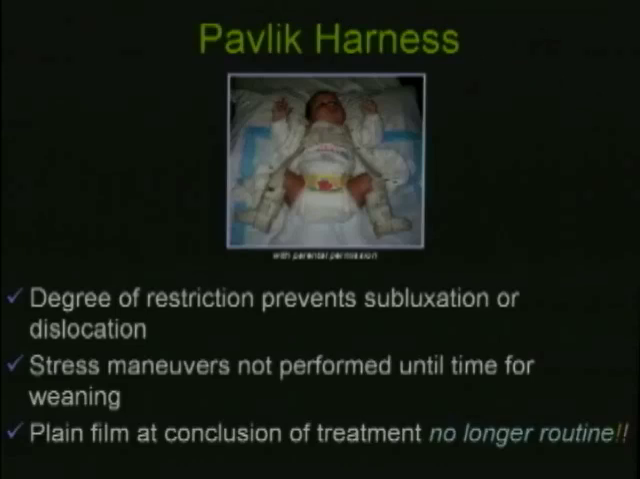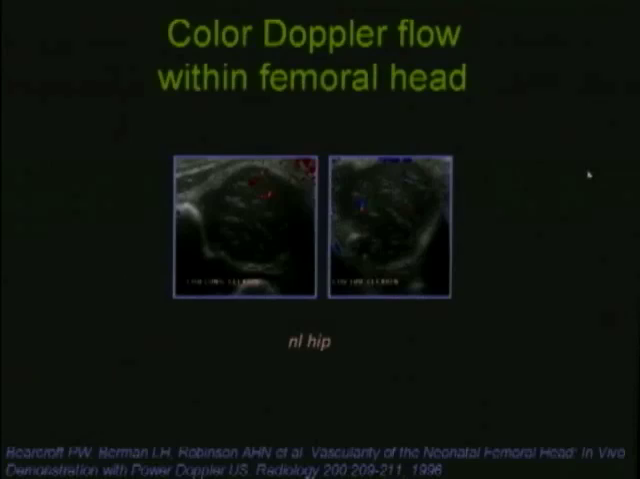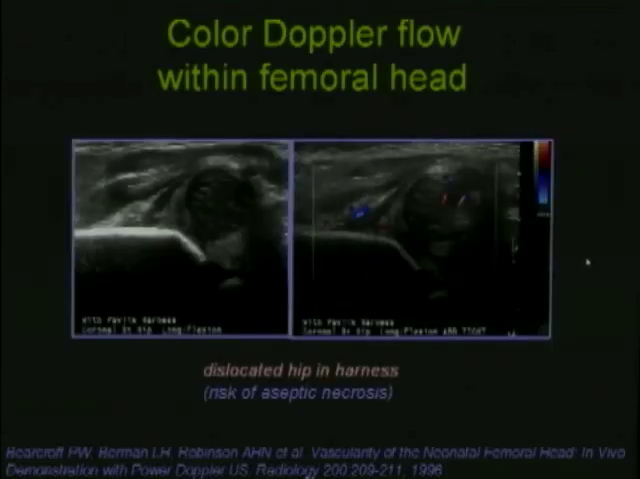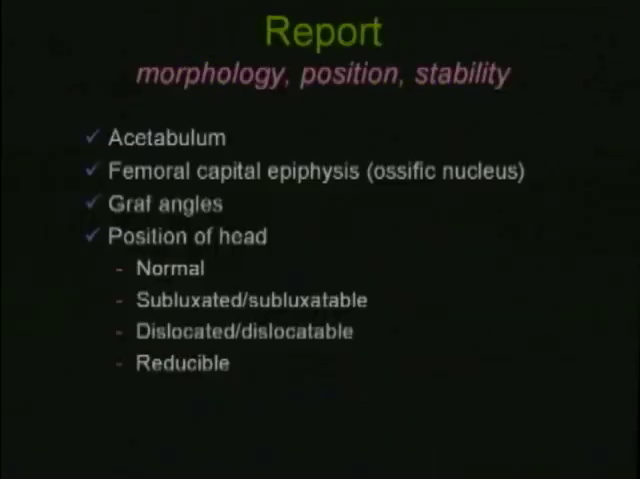And then at the conclusion of treatment, it used to be that plain films were obtained, but now we're doing ultrasound. When the baby is in a harness, we do get images to show whether or not there's color flow, because there is a risk that babies can develop aseptic necrosis. So here's an example both before and with the color showing that in this harness there is no problem with the color flow within the hip.